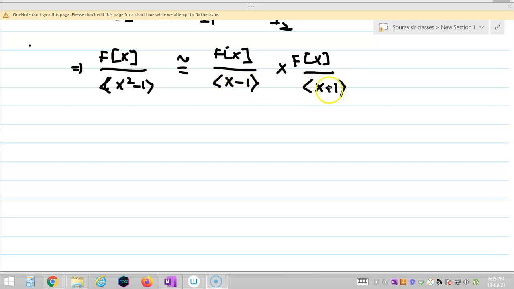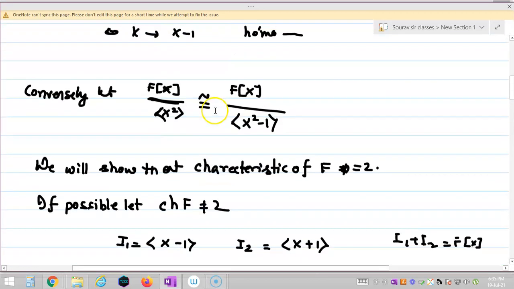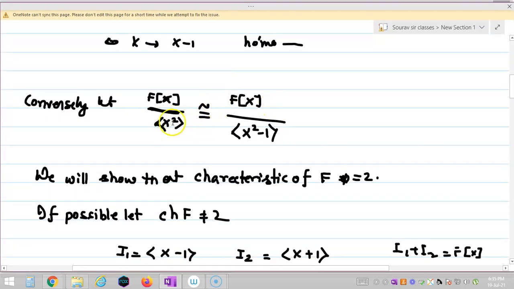Similarly, you cannot divide this polynomial as a square of a non-constant polynomial. So this ring cannot have a nilpotent element. But we have seen that these two are isomorphic, and you can divide this polynomial as the square of this polynomial. So this must have a nilpotent element and this cannot have a nilpotent element, which is a contradiction. So they cannot be isomorphic, which contradicts the fact that the characteristic of F is not equal to 2. Therefore the characteristic of F is equal to 2, and this completes the proof.